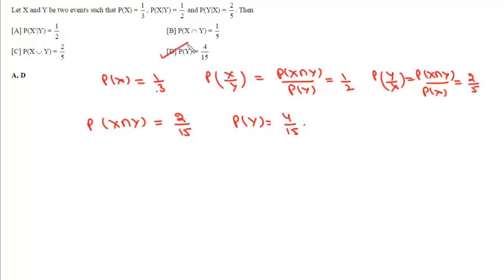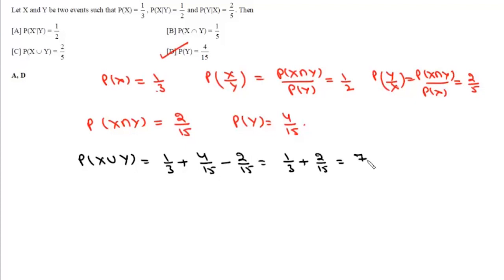So this P(Y) will be 2 times P(X intersection Y), which is 4 by 15. That means this option D is correct. Now once we have all three values, we can calculate P(X union Y). Now this is P(X) plus P(Y) minus P(X intersection Y), which is 1 by 3 plus 4 by 15 minus 2 by 15, which is 7 by 15. That means this option C is incorrect. Now P(X intersection Y) is 2 by 15, not 1 by 5. So that means this option B is also incorrect.